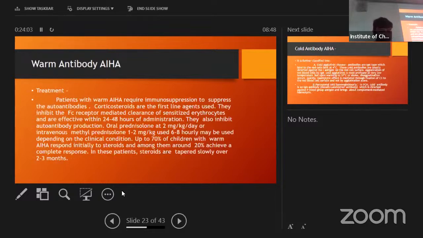Now, the treatment. Basically, corticosteroids are the treatment of choice, where with 24 to 48 hours of administration of corticosteroids, it gives response. Oral prednisolone at 2 mg per kg per day, or intravenous methylprednisolone 1 to 2 mg per kg every 6 to 8 hours may be used depending on the clinical condition.